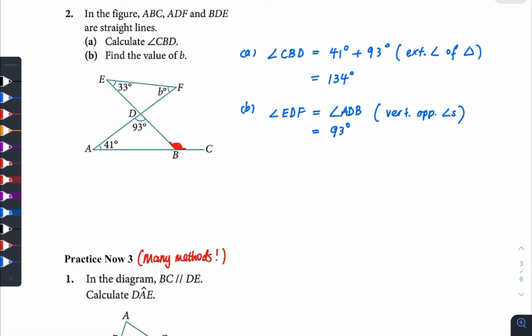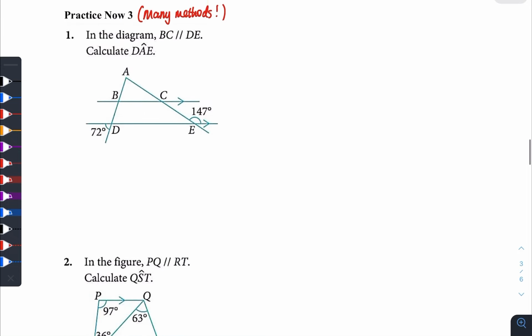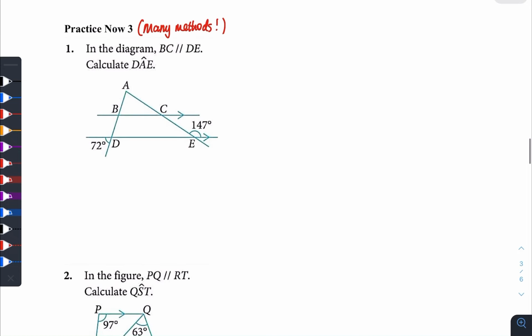And once you get this 93 degrees in, we can take 180 minus 33 minus 93 to give me 54 degrees. So we write down angle sum of a triangle. Okay, so this would be question 2, where there's now a mixture of exterior angle and also angle sum in a triangle. Let's take a look at the second last question, practice now 3.